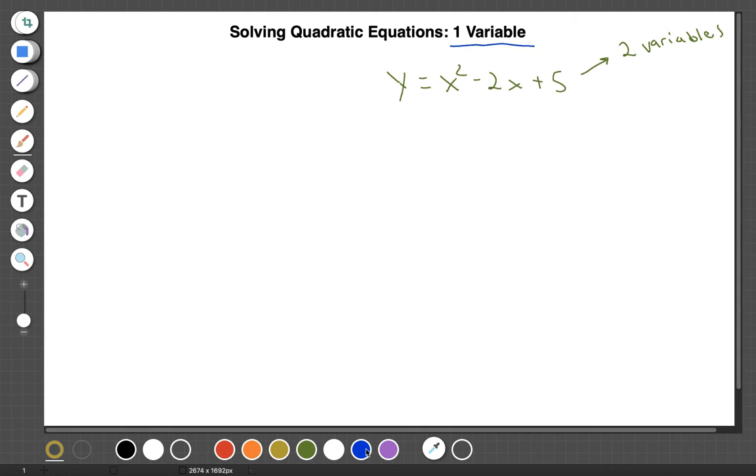Well, a one variable equation is something that looks a lot like this, but we're not going to have the y as well. So for example, maybe it would be 5 equals x squared minus 2x plus 5. Something like that, okay? And so we haven't learned how to solve these yet. We have done all of the math that we need to be able to do it, but we don't really know how to approach this just yet, and that's what we want to get to this week.